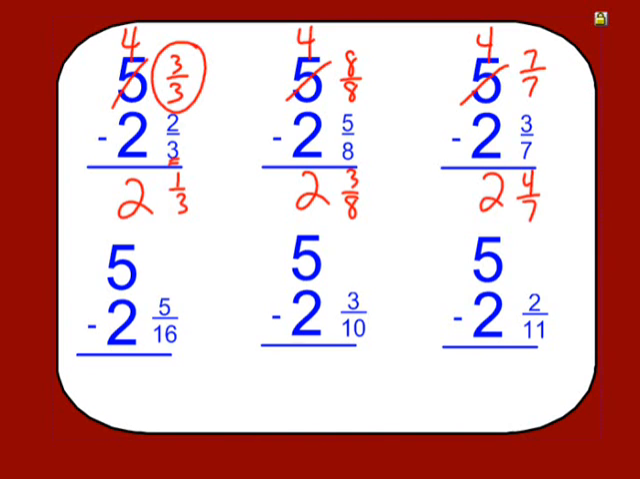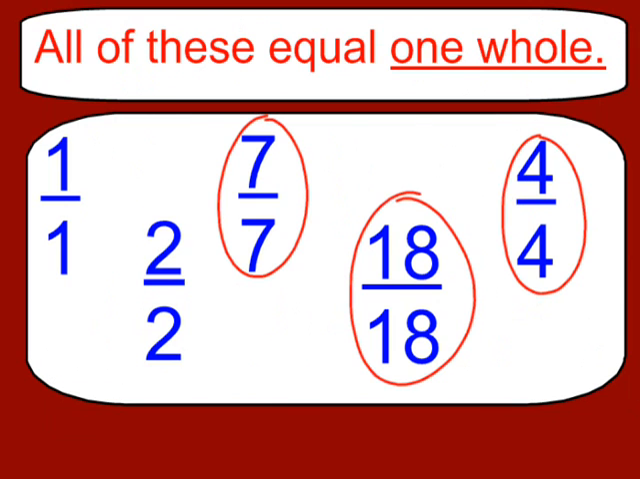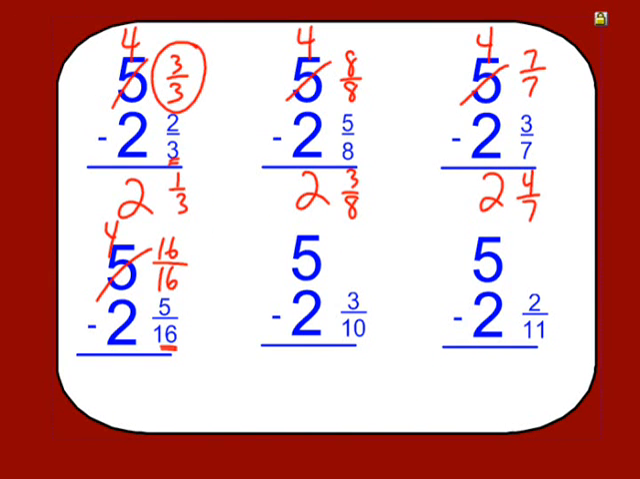In the next example, can't take 5/16 from nothing. So I'm going to borrow one whole. And since this is 16ths, I'm going to put 16/16 there. 16/16 is one whole. So this is why I showed you this page. All of those are equal to one whole. So when you're borrowing one whole, depending on what the fraction is that you're subtracting, that's what you would want to put. So this would be 11/16, and that's 2 and 11/16.